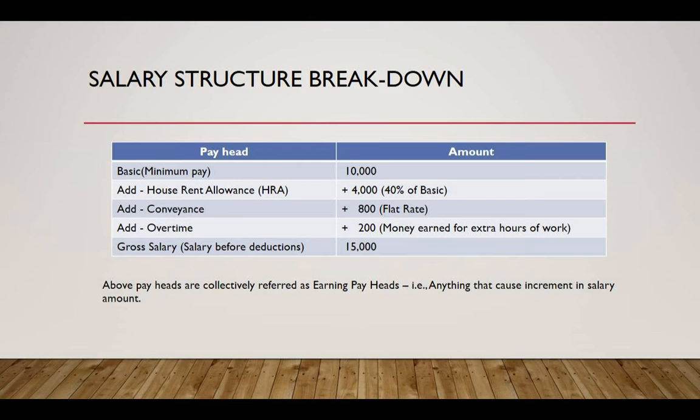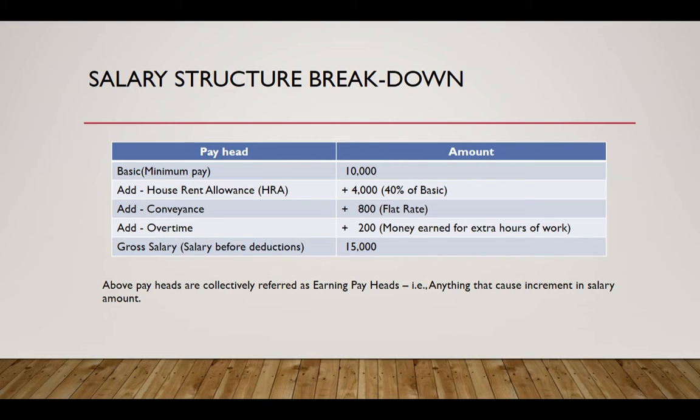Let me explain the breakdown of the given salary. The employer is paying basic of rupees 10,000, which is the minimum pay of an employee. The employer is paying rupees 4,000 towards rent expense of the employee, and conveyance, which is the transportation charge of an employee, is rupees 800 paid by the employer. The employee is also earning overtime of rupees 200, and the sum of these pay heads makes the gross salary, which is 15,000 rupees.